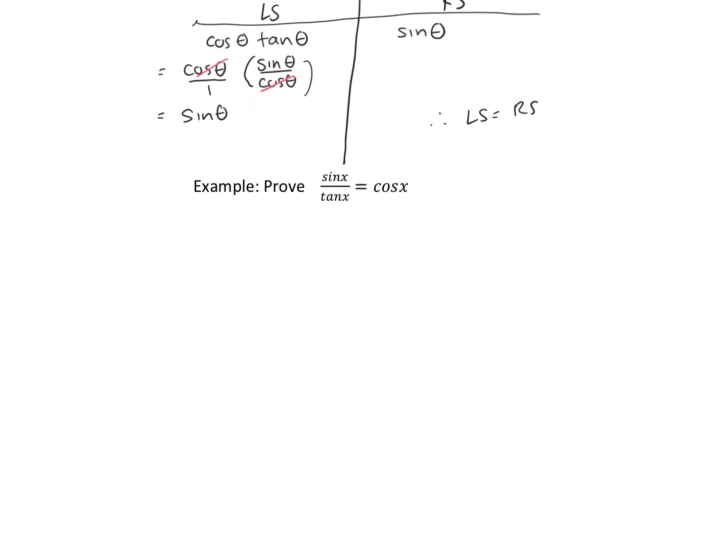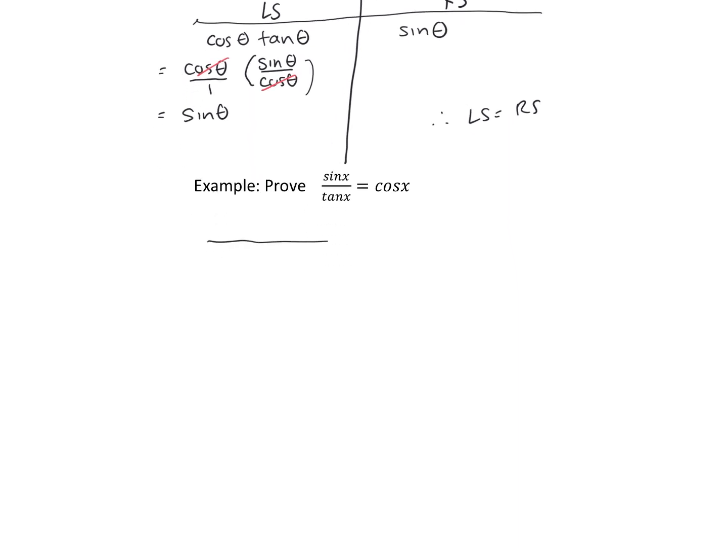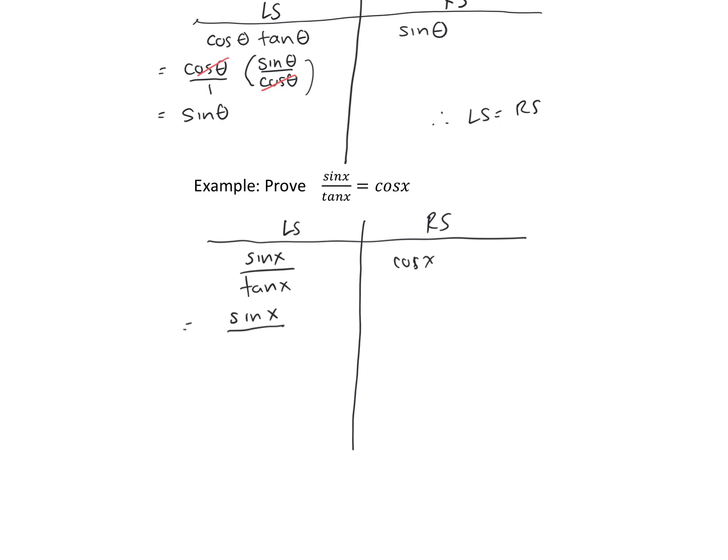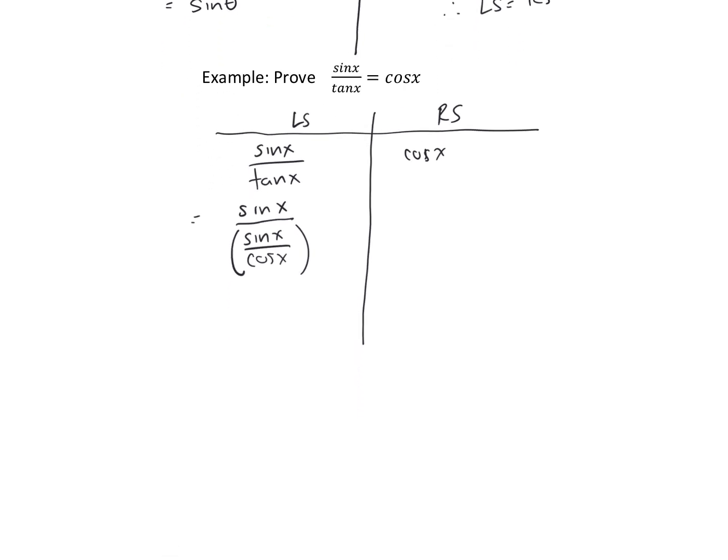Okay, let's look at the next one. Again, I'm going to use a T-chart. You can write left side, right side as well if you want. On the left side, I have sine x over tan x. And on the right side, I have cosine x. On the left, I see a tan that I could replace. And it doesn't matter if it's x or theta. Tan x is equal to sine x over cosine x. I see that on my formula sheet. What can I do to simplify?